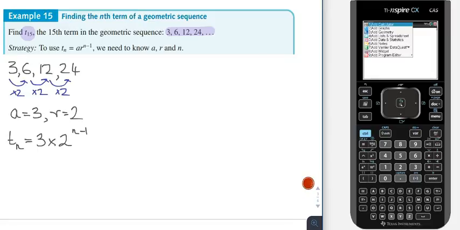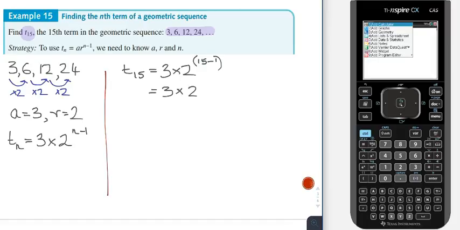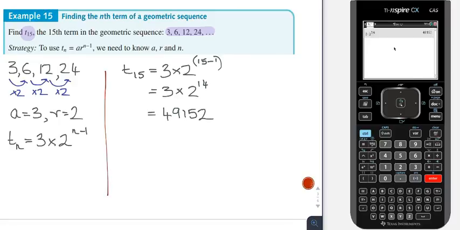And then that means that our general rule is this one here. So that would be our general rule to find the nth term of this sequence. And as in this particular case, we are after the 15th term, we would substitute in n equals 15. That is a calculator question. So 3 times 2 to the power of 14 is a calculator question. And then that gives us out 49,152.